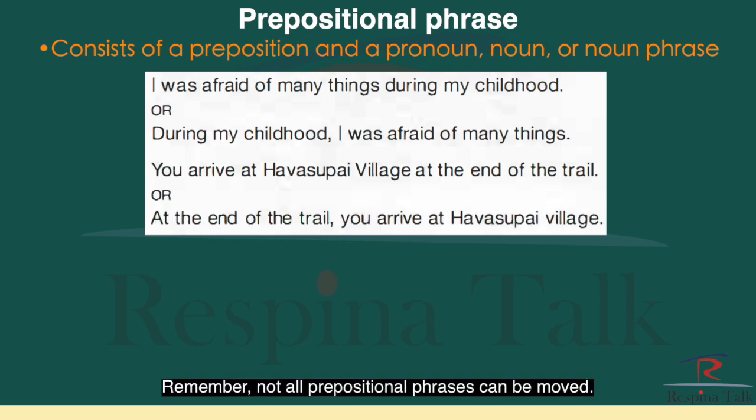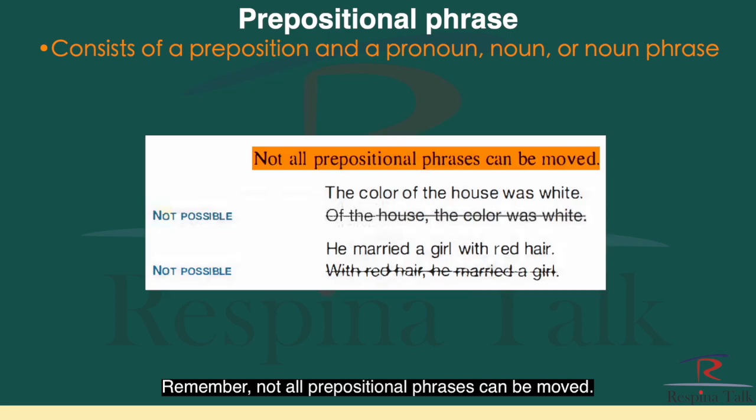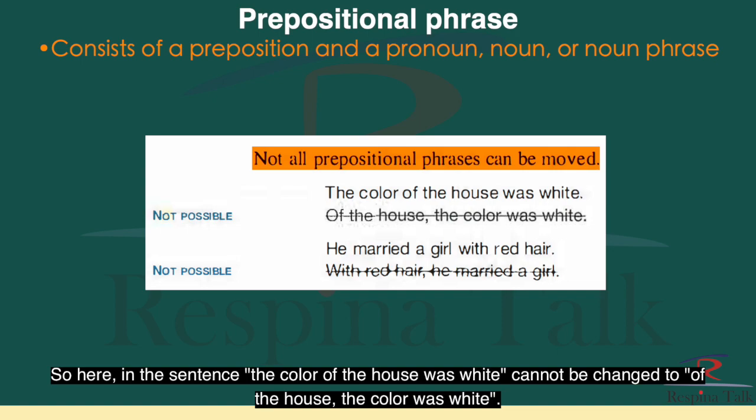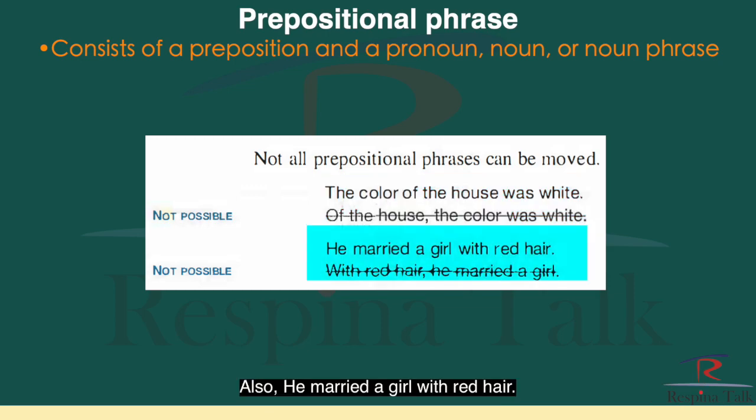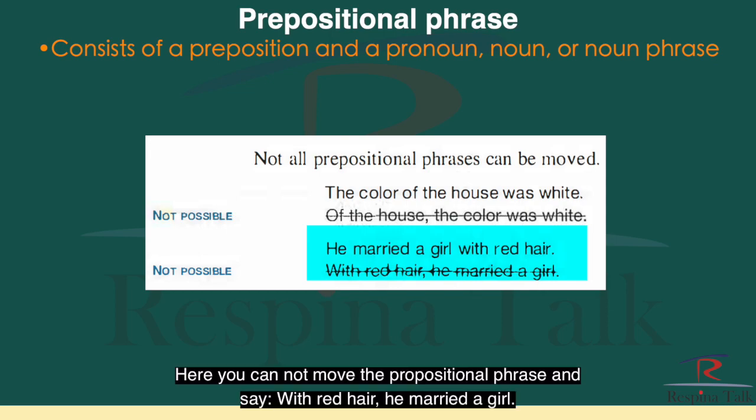But remember, not all prepositional phrases can be moved. So here, the sentence "The color of the house was white" cannot be changed to "Of the house the color was white." Also, "He married a girl with red hair." Here you cannot move the prepositional phrase and say, "With red hair he married a girl."